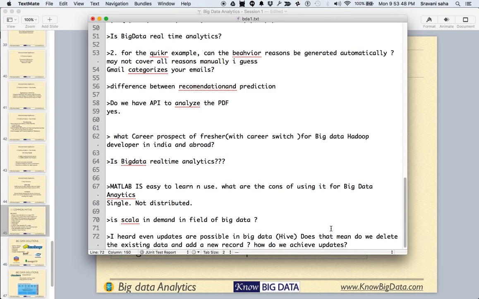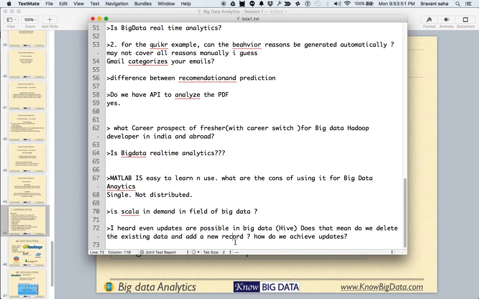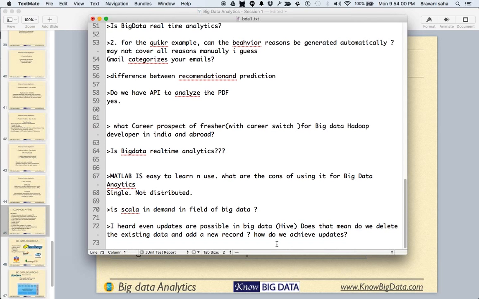All right, there are some more questions. Let me try to answer them. I heard even updates are possible in Big Data Hive. Does that mean we delete the existing data and add a new record? How do we achieve updates? That's a little offbeat question from the current theme. I appreciate the question. Could you please either drop this as an email or put it in the forum, because after the session I might lose this question, so please put it on our forum. I'd like to answer this question.